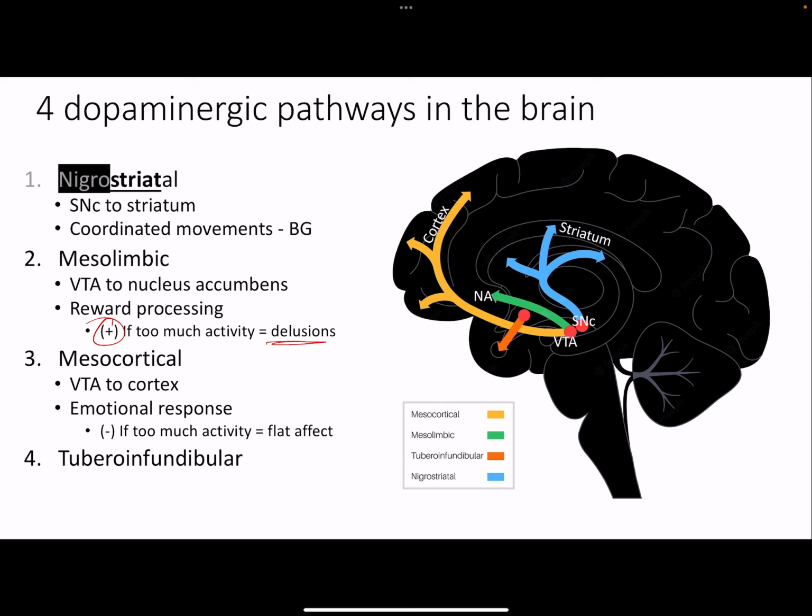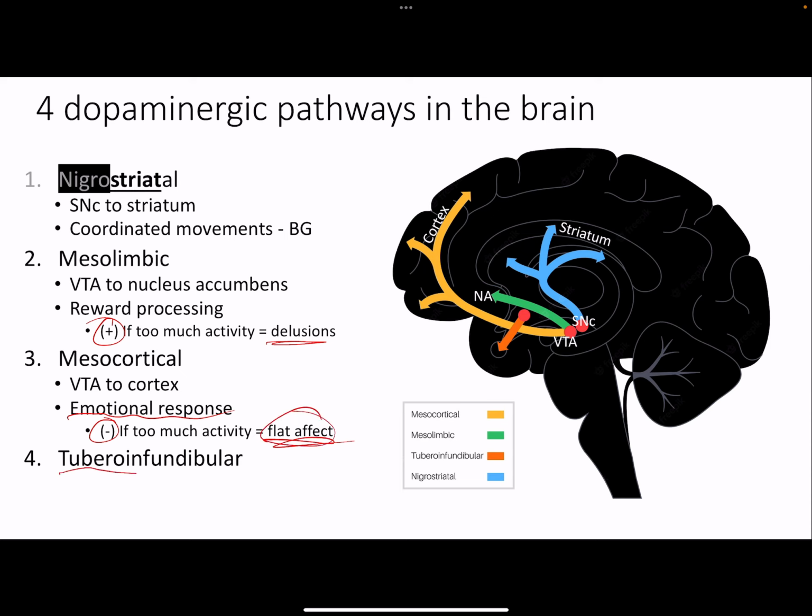The mesocortical pathway is the ventral tegmental area, VTA, to the cortex, and this plays a role in regulating emotional responses to something. So if you don't have enough of this, then you're going to have a flat affect, where someone says, we have terrible news, your father has died, and you say, oh, okay. Or someone says, we have terrific news, you won the lottery, and you go, oh, okay. That's a flat affect.